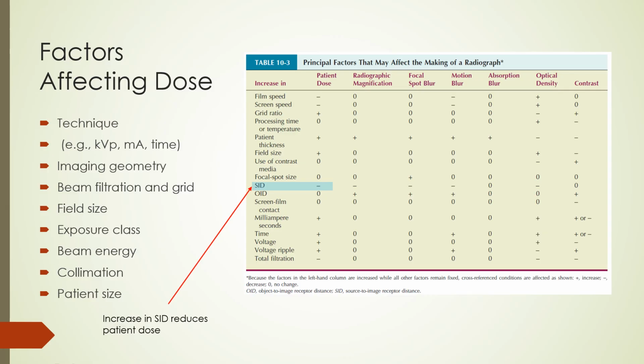This table summarizes the influence of various factors on patient dose. Plus means increases, minus means decreases, and zero means no effect. Take a look at what an increase in the factors in the first column will have on patient dose in the second column. For example, an increase in SID reduces patient dose. Examine the table for different effects.